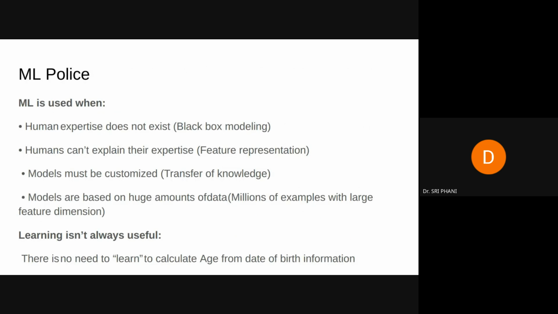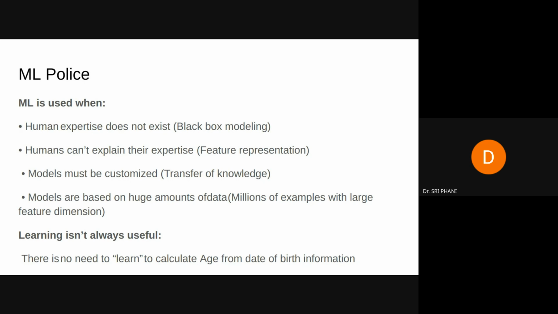So when you have to use ML, you will not be using ML as per your wish. Whenever there is a huge amount of human expertise, you will not use ML. But whenever human expertise does not exist, at that point ML is used, because then you have to churn out new knowledge. That is where data science has come into play.